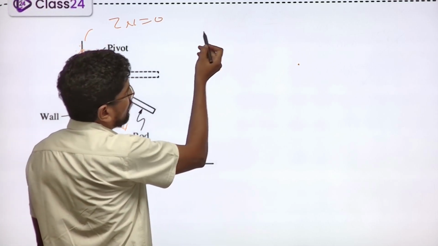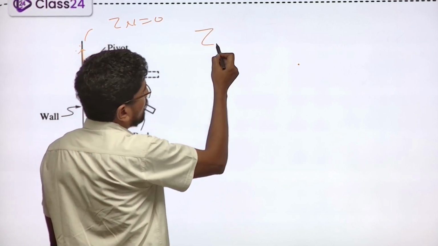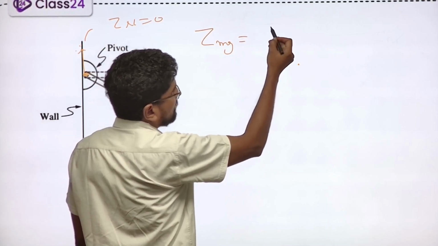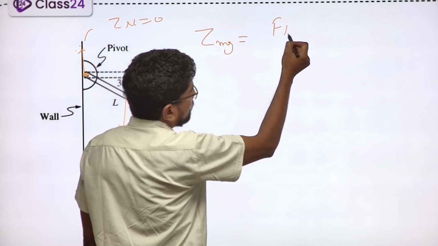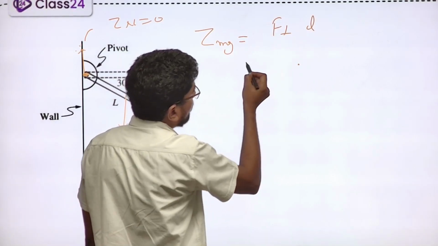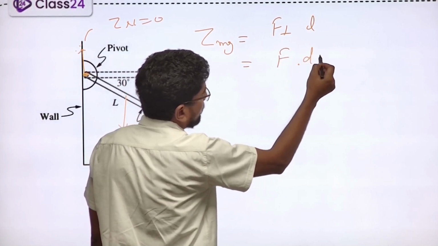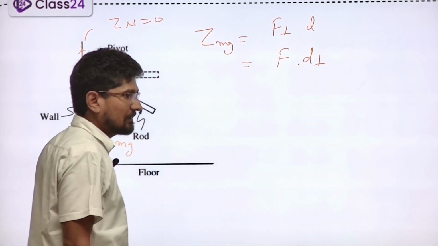Now we come to the torque of the gravitational force, the torque of mg. The torque can be calculated either as the perpendicular component of force times distance, or as force times perpendicular distance. Both ways you will find the same answer.